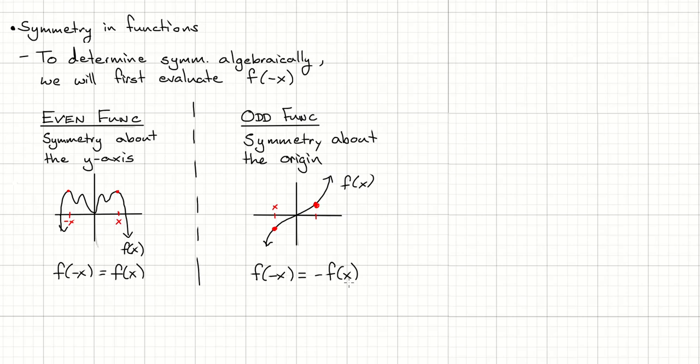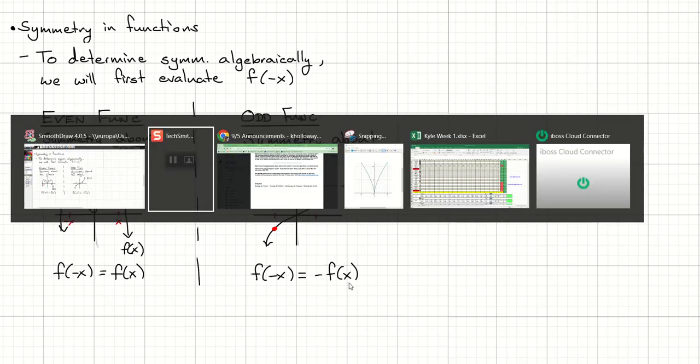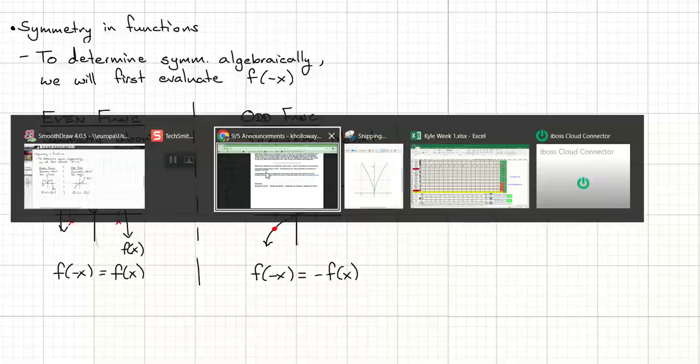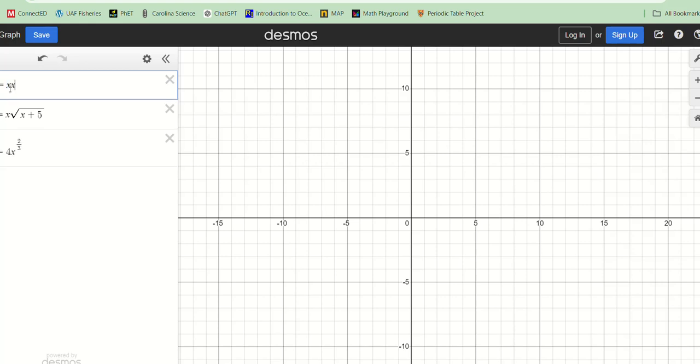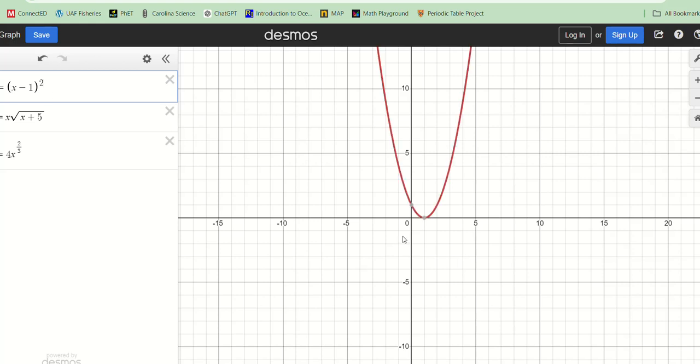Now, you may see symmetry, like if I think of a parabola, and this is where it's just going to get weird. I don't know what this is, but we're going to get rid of it. No, we're not. I can't close it. Okay. If we think of a parabola, and let's say that I just want this one. We're going to make this x minus 1 squared. We'll turn it on. Does this one have symmetry?